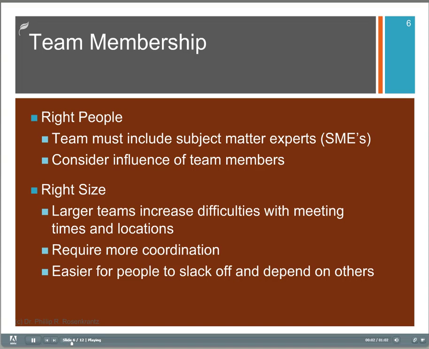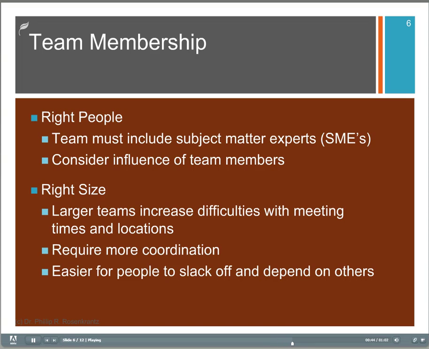With respect to team membership, the first consideration is the right people. So we need to have appropriately chosen subject matter experts, and we might want to consider the influence that people might have in the organization or their knowledge of the organization. Let me add, with respect to the subject matter experts, sometimes you might want to consider having more than one expert in a particular field to improve the dynamics of the team. Sometimes if only one person on a team knows a particular area, they have trouble convincing everybody else about things that they need to know.